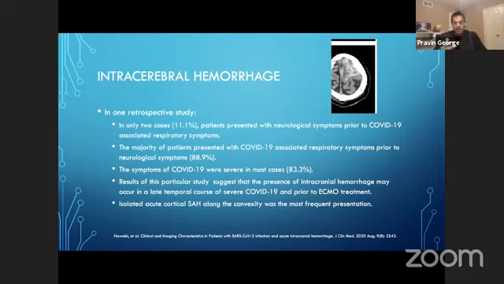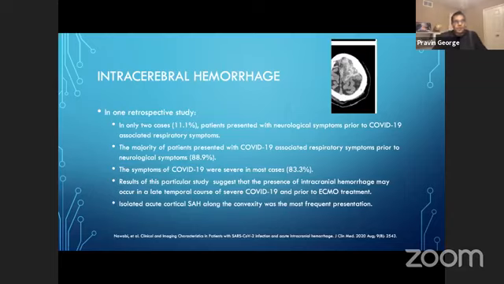What they did see in this was several patients with intracerebral hemorrhages, which were parenchymal, but the most frequent presentation of bleed in these patients was an isolated acute cortical subarachnoid hemorrhage along the convexities. So that's an interesting thing.